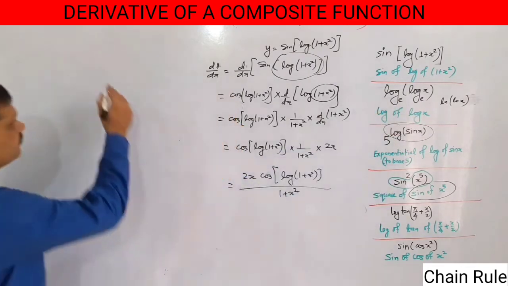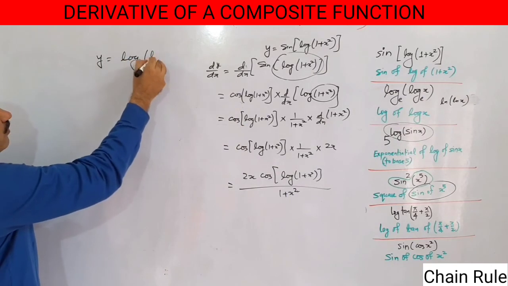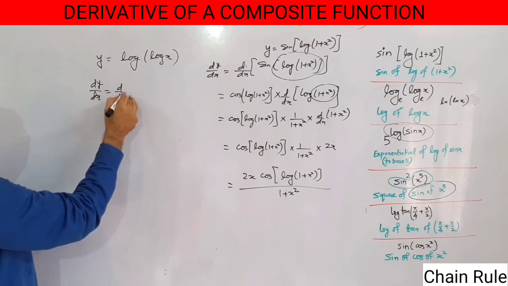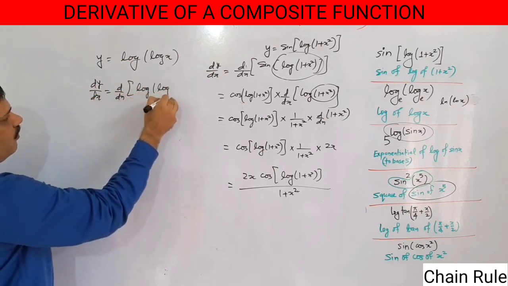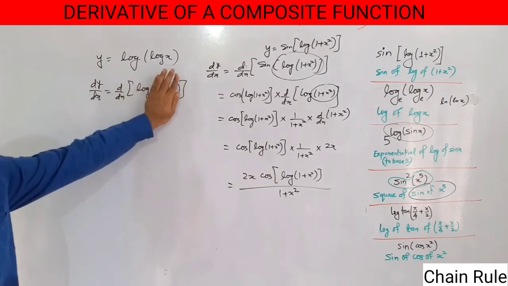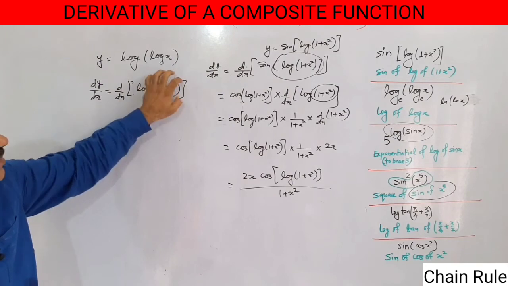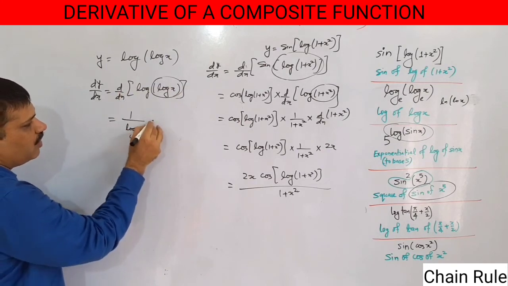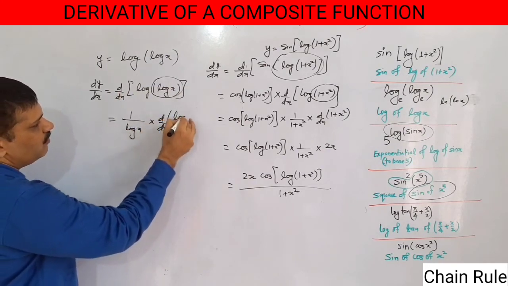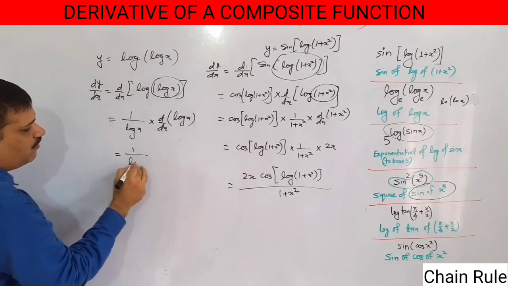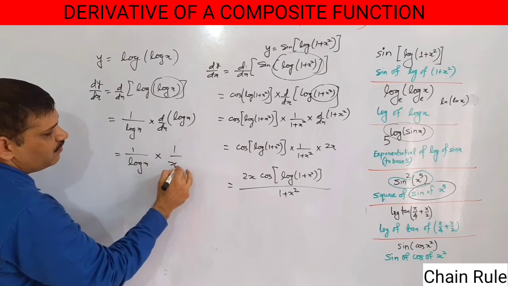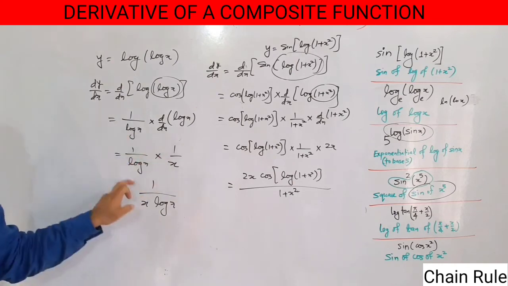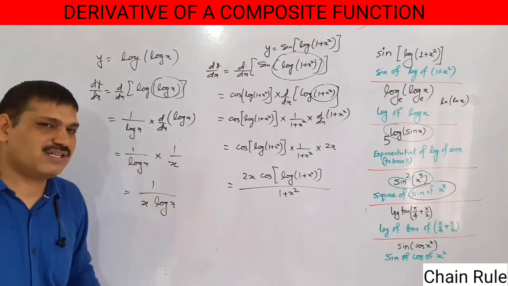Log of log x. So the derivative is, I'm just writing the whole function, log of log x. Now log of u, this will be treated as u, so the derivative of log u is 1 upon u, that is 1 upon log x, into the derivative of u, that is the derivative of log x. Now differentiate it. 1 upon log x into the derivative of log x, which is 1 upon x. So this will give x times log x in the denominator, and the numerator is 1 into 1, 1. The denominator is log x into x, that is x times log x.